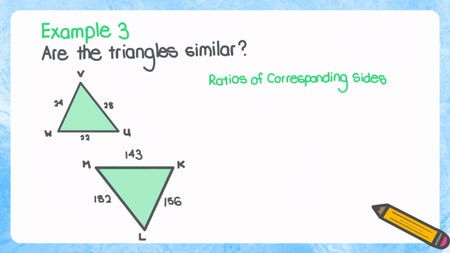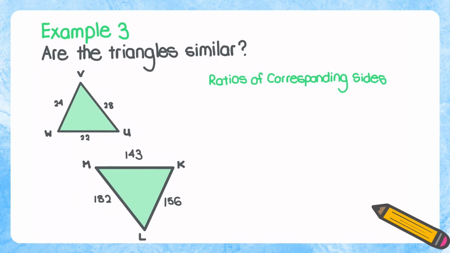Let's look at one more example for this topic. So are these two triangles similar? Notice how the second triangle is not facing the same direction as the first triangle. So how can I easily identify pairs of corresponding sides?